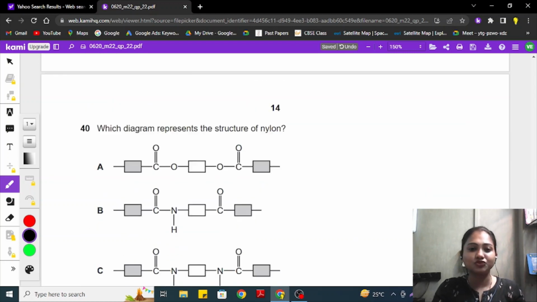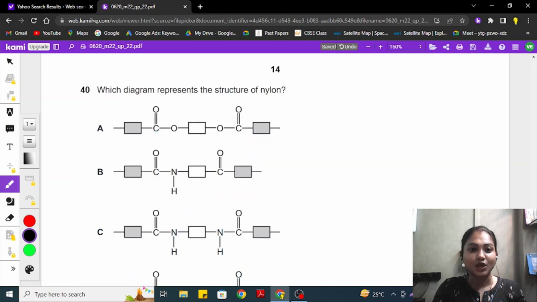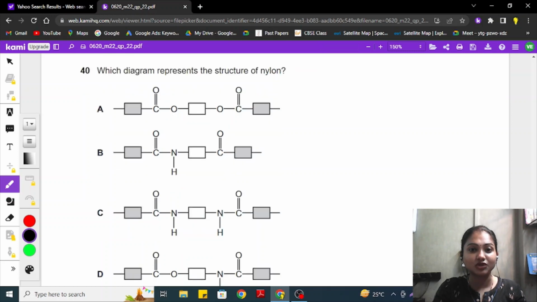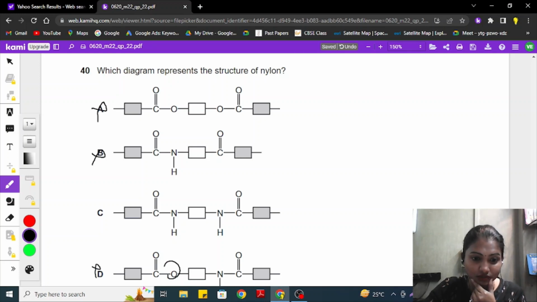And we come to the last question, students. Which diagram represents the structure of nylon? Wherever you can see a diamine and a carboxylic acid, that is the correct one. No, this is not correct. They are not bonded together. This is just carboxylic acid and diol. No, this is not, because there is no diamine. It's just one and then carboxylic acid. D is also not correct. We have some random diol group coming in.